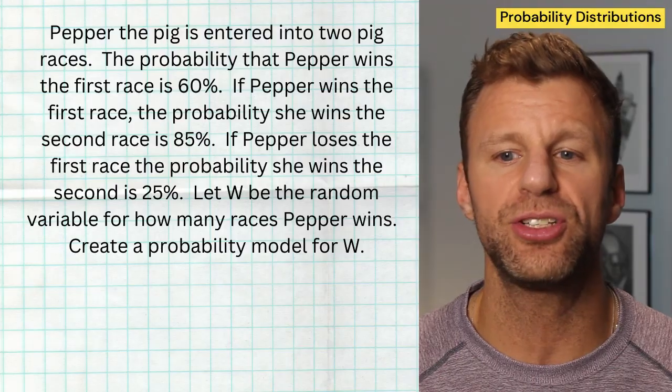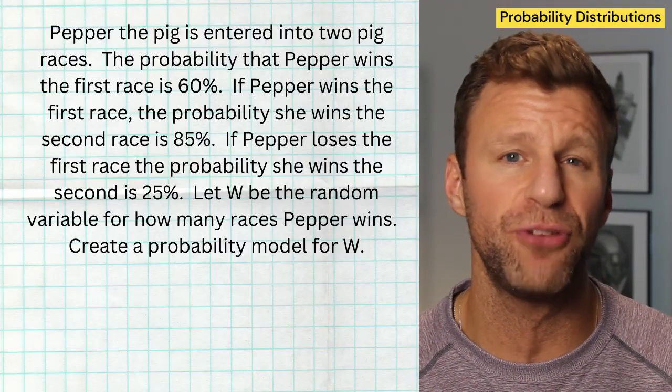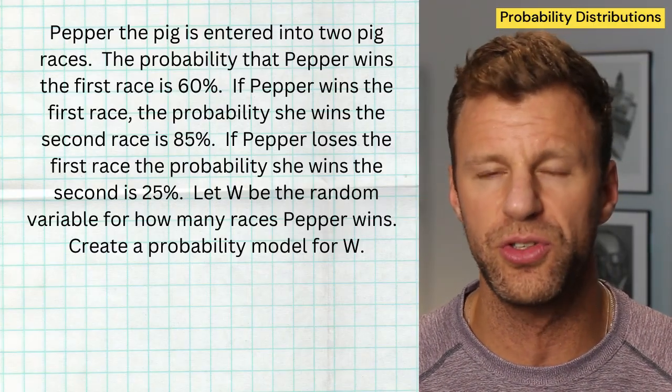Now, in some cases, you're going to be given information and asked to build your own probability distribution based on a scenario. So let's look at one now. Pepper the Pig is entered into 2 pig races. Now, the probability Pepper the Pig wins the first race she enters is 60%, so we automatically know she's got a 40% to lose that first race.